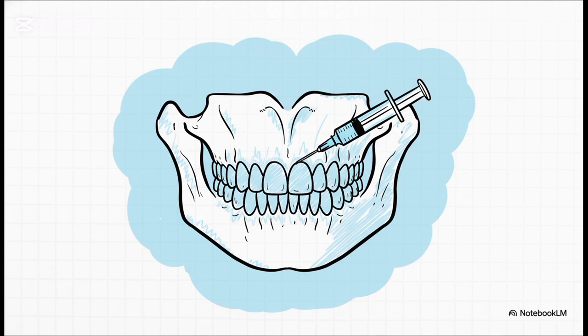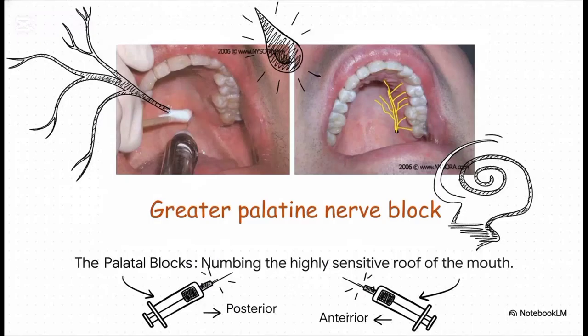It numbs a huge area from the canines all the way to the midline, plus all the surrounding bone and soft tissue. Your entry point is way up high in that groove where the lip meets the gums, usually right over the canine.